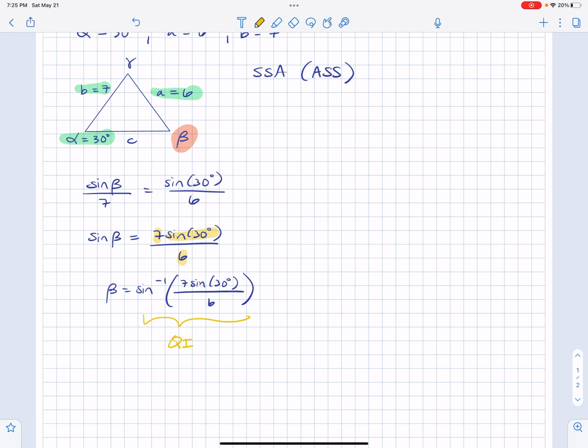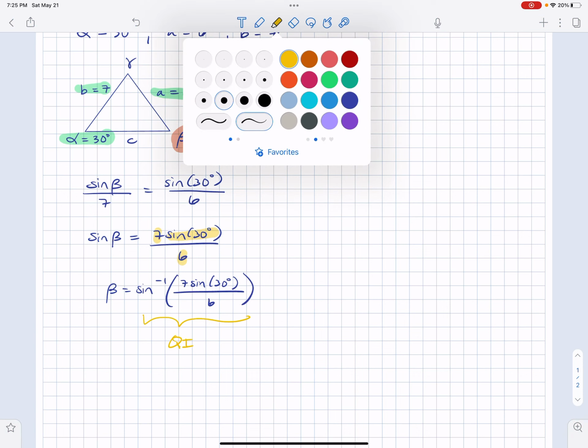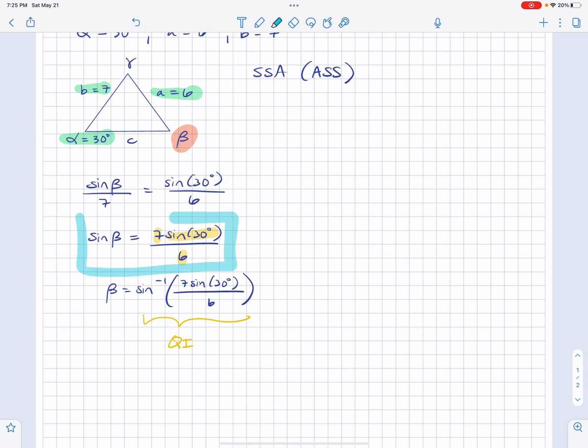Think about the range of inverse sine: negative pi over 2 to pi over 2, or negative 90 degrees to 90 degrees. So because it's the inverse sine of a positive ratio, it's always going to represent an acute angle from quadrant 1. However, sine is positive in quadrant 1 and quadrant 2. So there is a quadrant 2 solution to this equation.